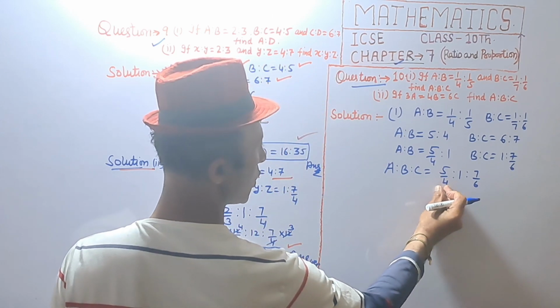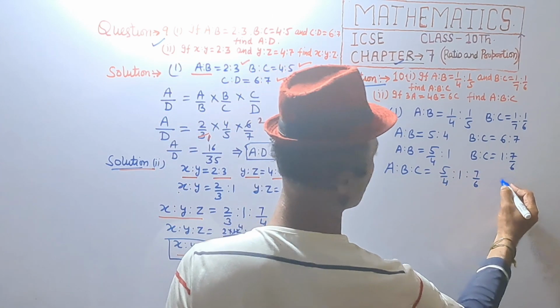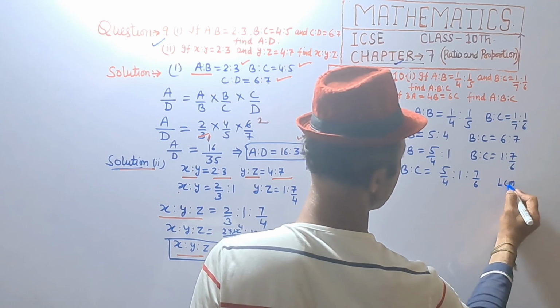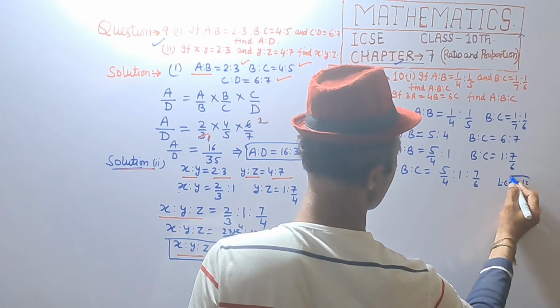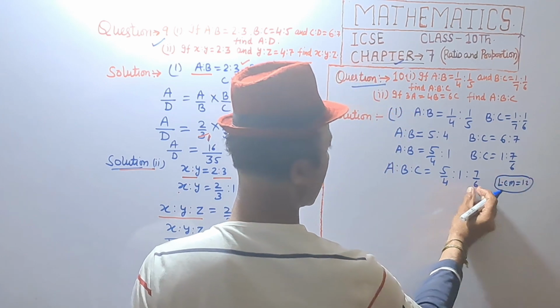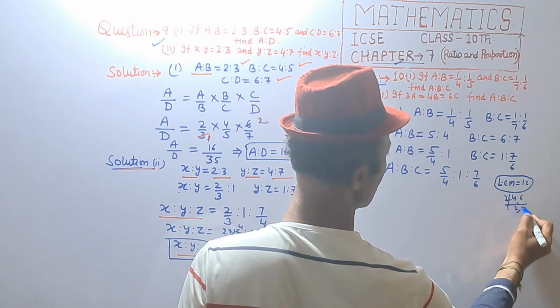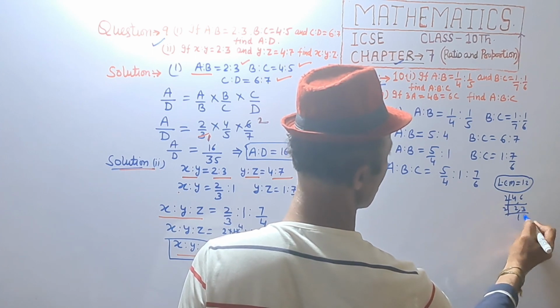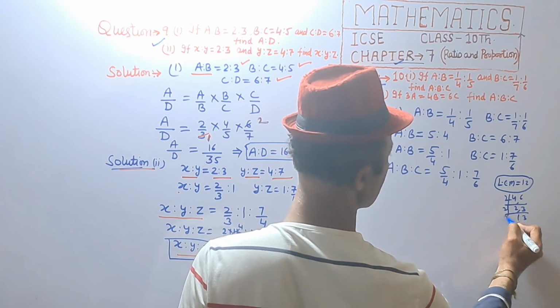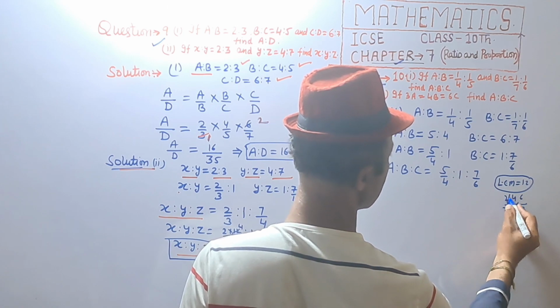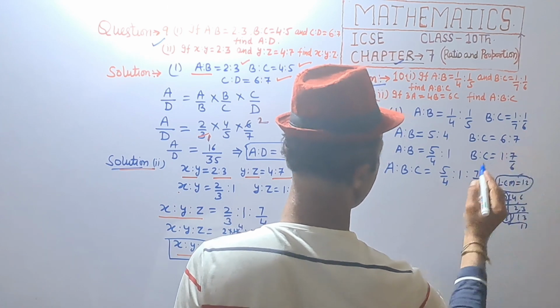LCM of 4 and 6 is equal to 12. 4, 6: 2 2s are 4, 2 3s are 6, 2, 1, 3, 3, 1, 1, that is 3 4s are 12.